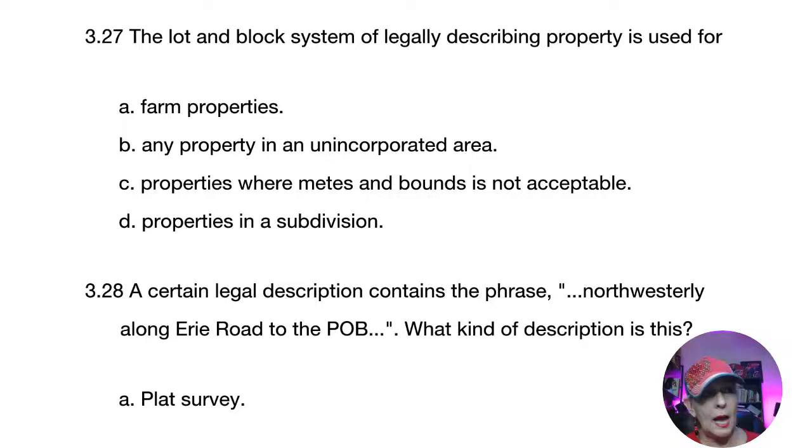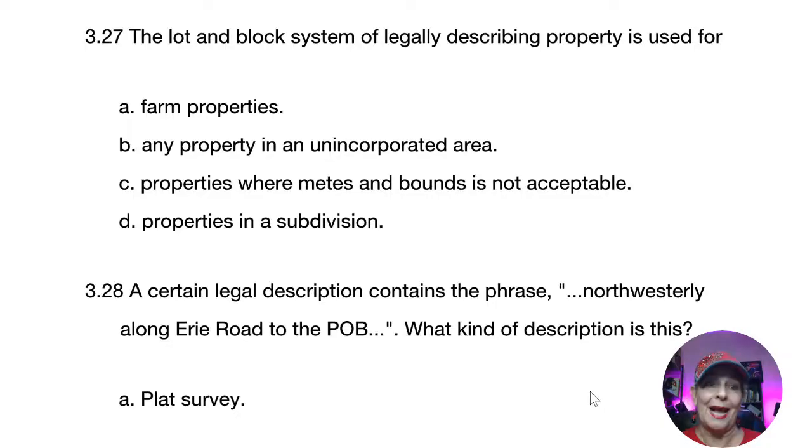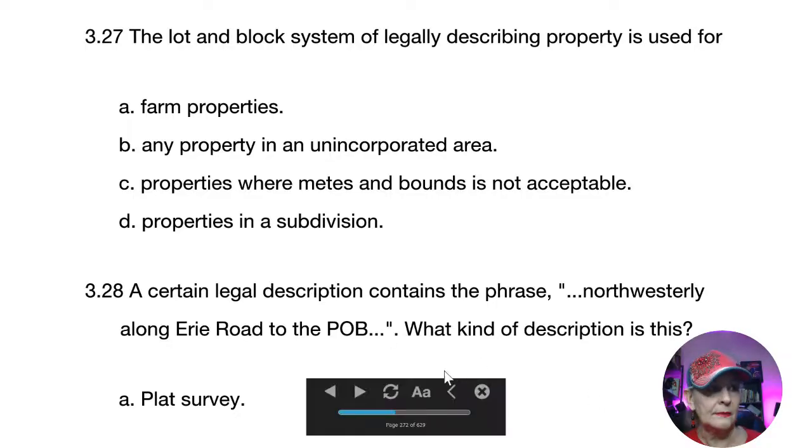When you go downtown in a town, those will be lot and block. When you go out in the country, then that's going to be metes and bounds using the rectangular land survey system in areas where there's a lot of acreage, because the acreage is not divided into lots.